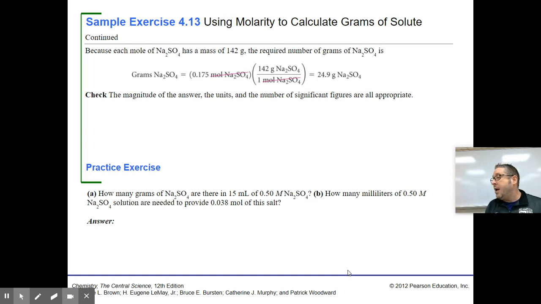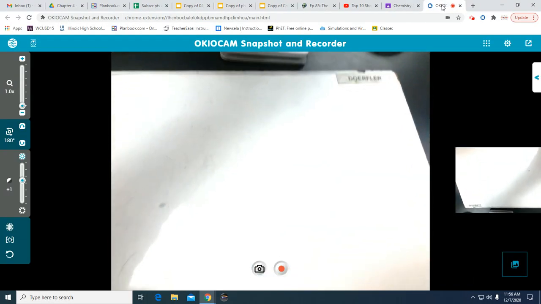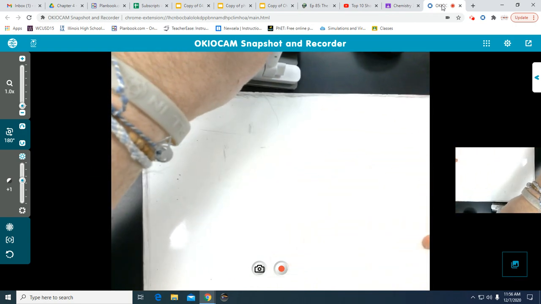Okay? Next, practice exercise. How many grams of sodium sulfate are there in 15 milliliters of 0.50 molar sodium sulfate? And then how many milliliters of 0.5 molar sodium sulfate solution are needed to provide 0.038 moles of this salt? So this is a two-part question. Okay, I'm going to minimize this and get back into this.